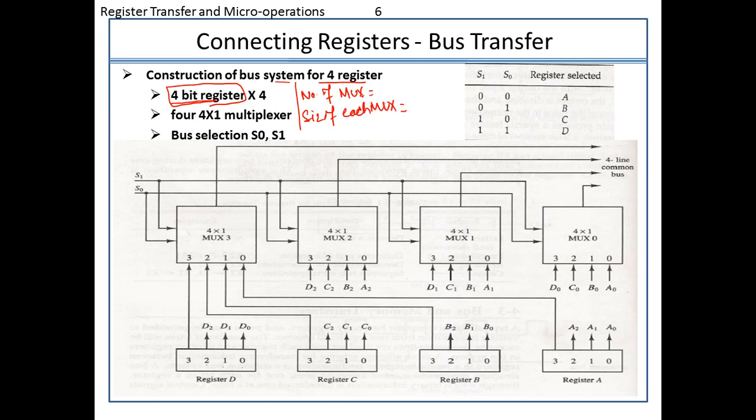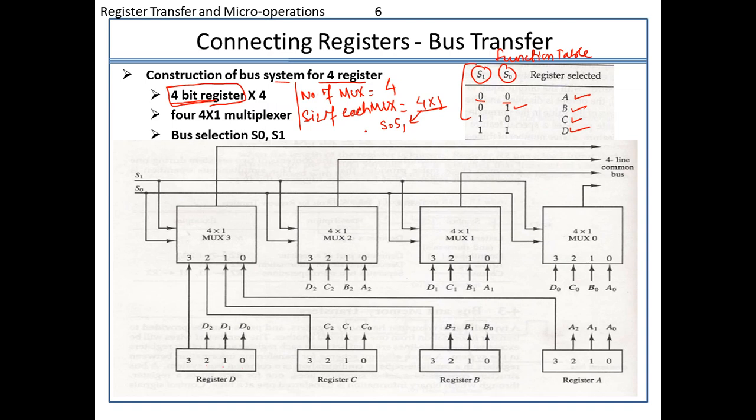The number of multiplexers required would definitely be 4, because the number of bits is 4, and the size of each multiplexer would be 4 cross 1. So I know that only 2 selection lines would be required. These are the selection lines, and this is the function table. It says that if the selection lines are 0, 0, register A will always be selected. If the selection lines are 0, 1, register B will be selected. Similarly, C and D will be selected for the other combinations.